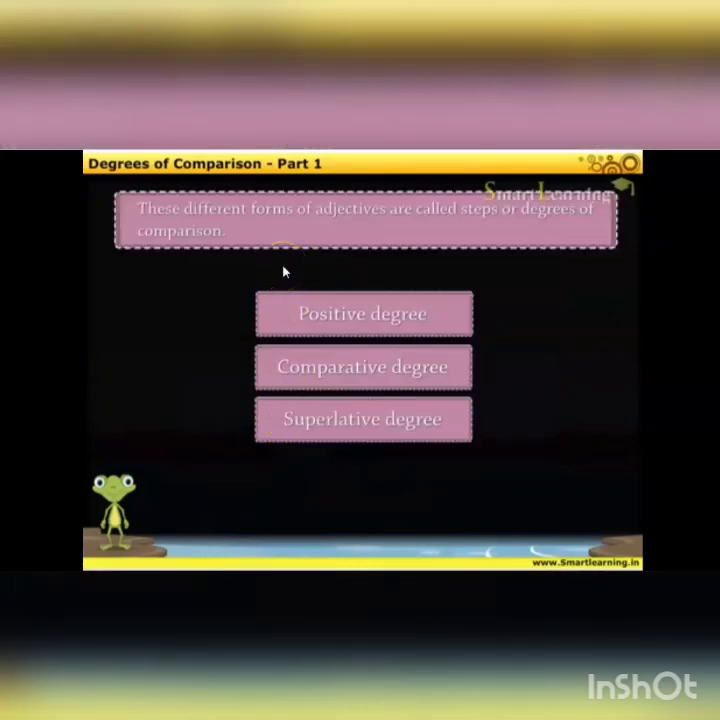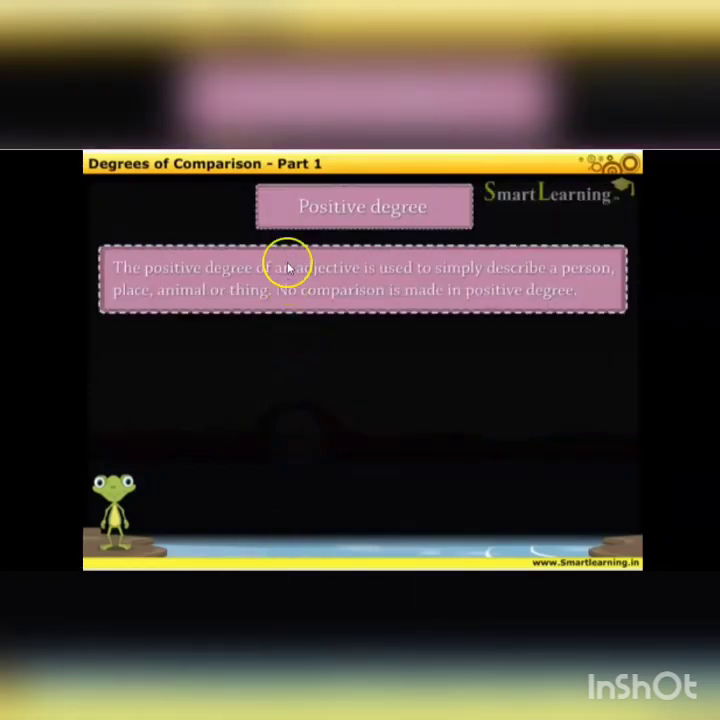So what are the 3 forms or steps of degrees of comparison? See here: positive degree, comparative degree and superlative degree. The different forms of adjectives are called steps or degrees of comparison, and there are 3: positive, comparative and superlative. Now let's see only the positive degree. Positive degree is an adjective that is used to simply describe a person, place, animal or thing. No comparison is made in the positive degree. It is just a simple description of the thing.